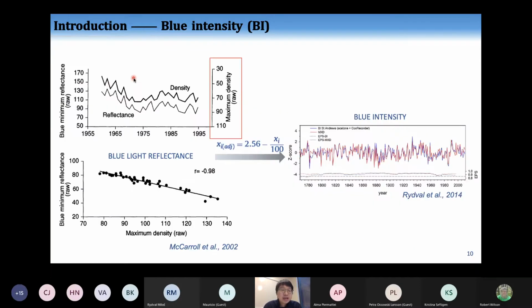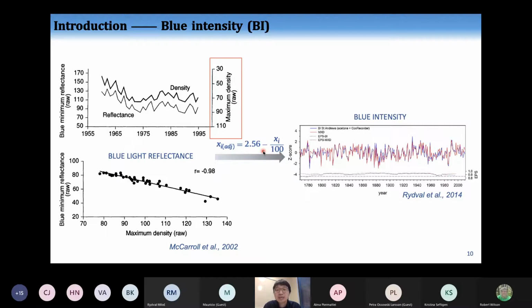So in the very early studies, they used blue light reflectance to compare with density data. This parameter, however, is negatively correlated to the X-ray density. So in order to make these two parameters comparable, we generally have to invert the blue light reflectance. And one option is to use the equation here. So the inverted values are widely known as blue density data we are using today.